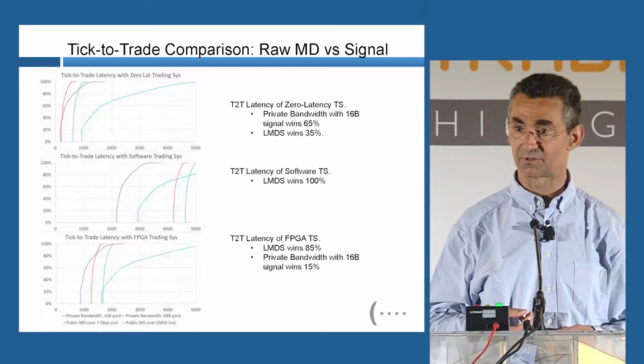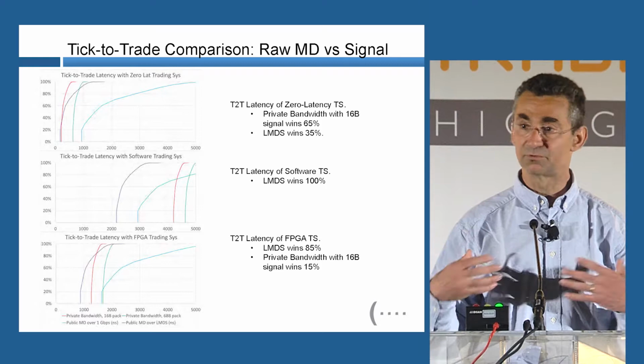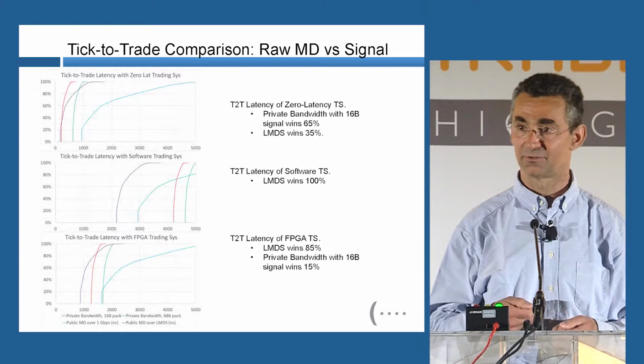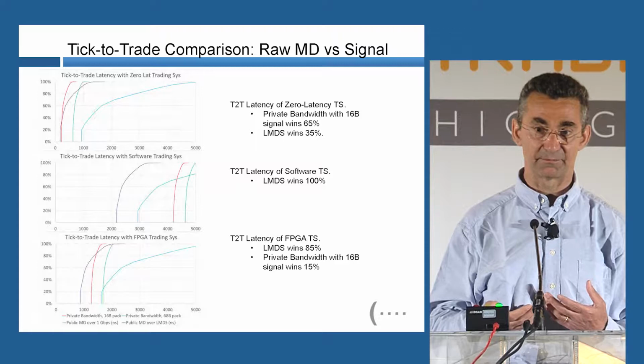So if your alpha is of the type that you need to do some kind of processing, it takes a bit of time, it takes memory, you need to go fetch state here and there, then the raw data offering of 7 gigabits is probably going to put you on a level playing field.